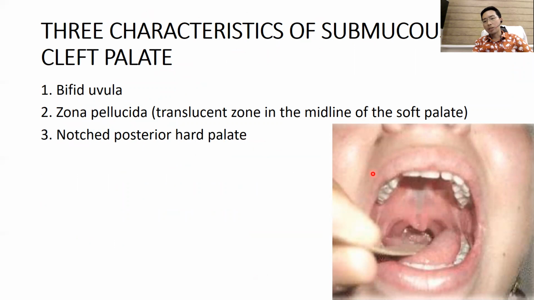Actually, in the picture, you cannot appreciate it. But 1 and 2, bifid uvula and zona pellucida, you can really appreciate in this picture. But for the notch posterior hard palate, you can appreciate it clinically. When you see this kind of patients, you palpate the hard palate. When you palpate, you can see a depression because of this zona pellucida, the translucent zone. There is a deficient soft palate muscle.